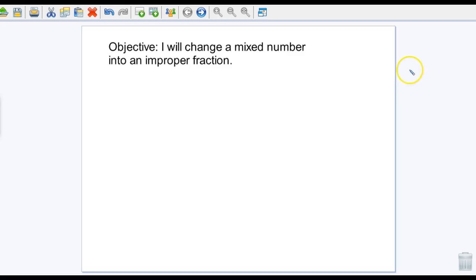Hi guys, so today we're going to look at changing a mixed number fraction into an improper fraction. So go ahead and write your goal down today in the title of the video, mixed numbers to improper fractions. And then when you're done writing this down, go ahead and push play and we will continue with the next slide.